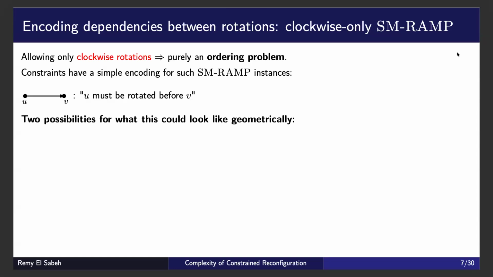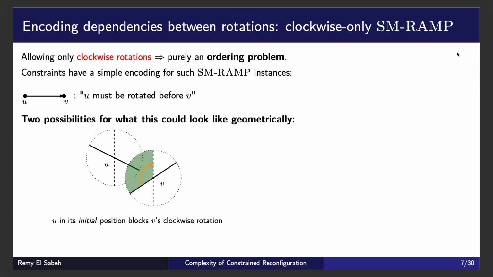So there are a bunch of different cases regarding how this could look geometrically. So maybe the most obvious one would be this one. So here we chose V to rotate clockwise. Clearly, it cannot do that because U's initial orientation is in the way. So that requires us to rotate U before V. So the focus here is that U blocks V's rotation in its initial position.